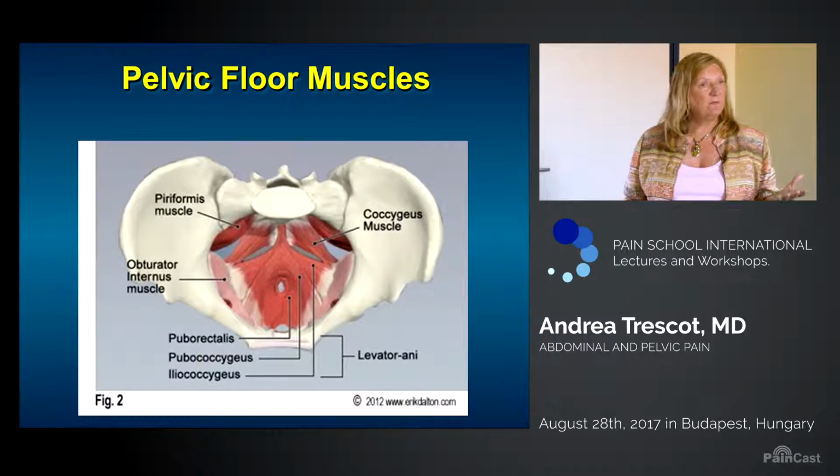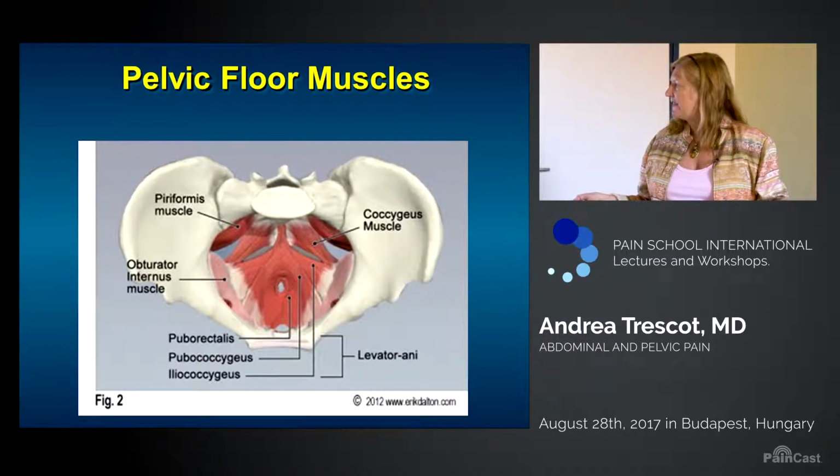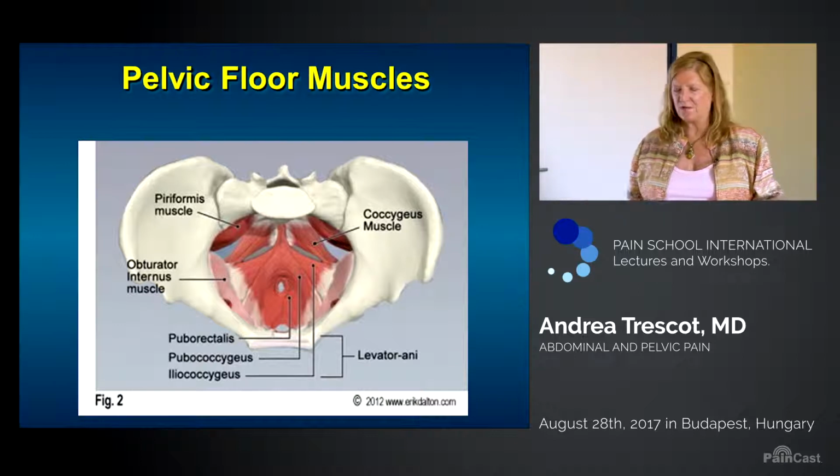Don't forget the pelvic floor muscles. They can cause a tremendous amount of pain. So here you have the obturator internus, the piriformis muscle, the coccygeus, and then the levator ani, which is actually several muscles that are combined together.